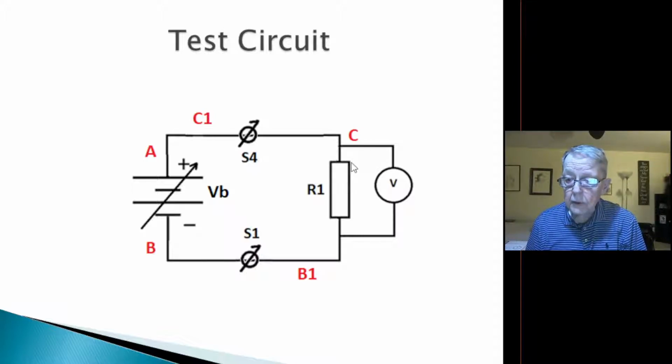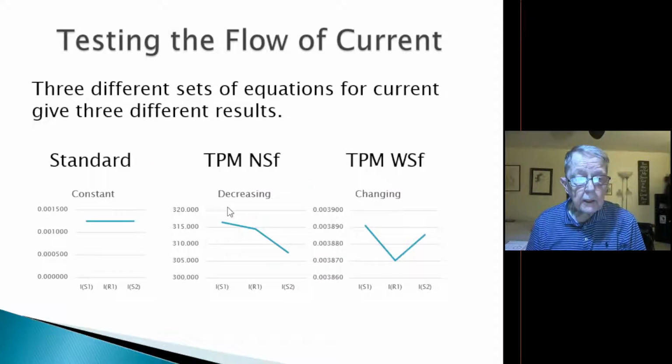And then I'm going to discuss what that current should look like as it goes through S1, R1, and S2. I have presented 3 different sets of equations. There's the standard set of equations for that circuit, which say that the current through S1, R1, and S2 would be the same. This is simply Ohm's law. You divide the voltage applied by the sum of the resistances, and you get the total current, and that's the current that goes through each of the resistors.